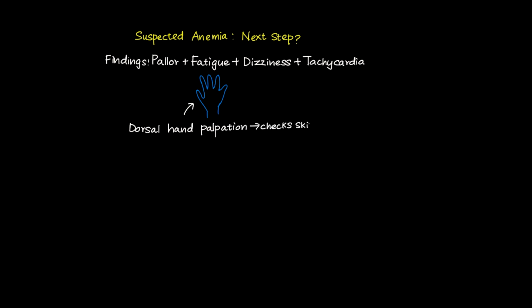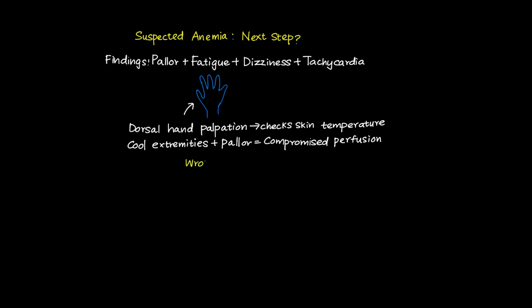Why? Because in a patient you suspect has anemia, checking peripheral circulation status adds to your clinical picture. The dorsal hand is used for temperature assessment because the skin there is thinner and more sensitive to temperature differences. Cool extremities combined with pallor and tachycardia strengthens the case that perfusion is compromised. The other options don't fit.